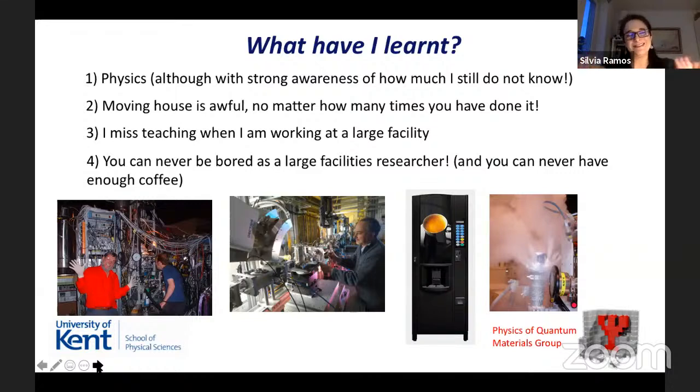So they are great places because you see all of this science happening. But you don't get to teach the fundamentals, the physics that you learn when you are at university. And I miss that. I find that enjoyable, and I think it's good for my way of thinking about physics problems to have that responsibility of communicating these fundamental aspects of physics to people that are learning. So that's one of the things I've learned about myself.